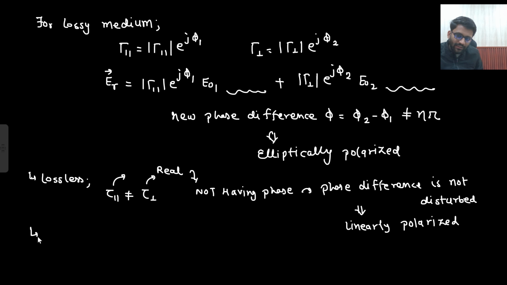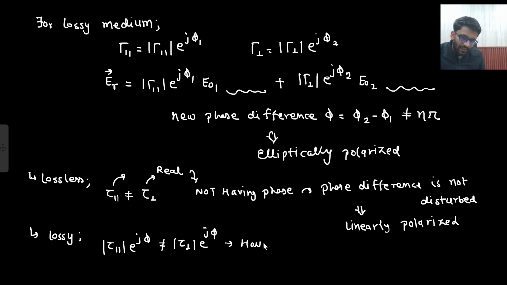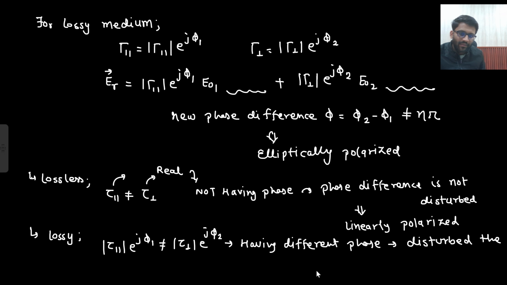And what about the lossy case? In the lossy case, these guys are having some phase as well. These guys will be having some phase, right? Having phase. This is phi 1, this is phi 2. Having different phase. That means they disturb the phase difference.